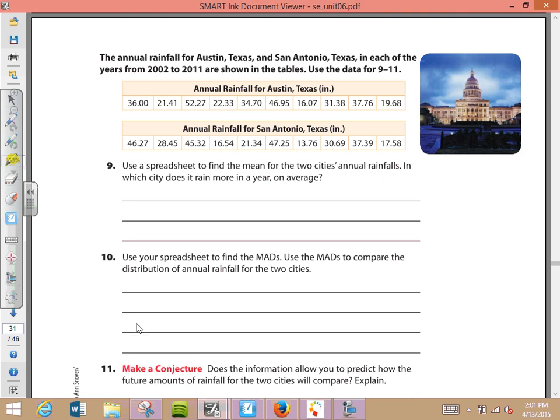You have to do 9 and 10, right? And you'll have to look for the mean, right? And the MAD, mean absolute deviation. And what was the mean for Austin? 31? 31.85. And what was the mean absolute deviation?